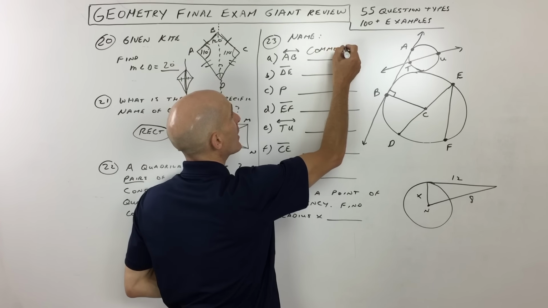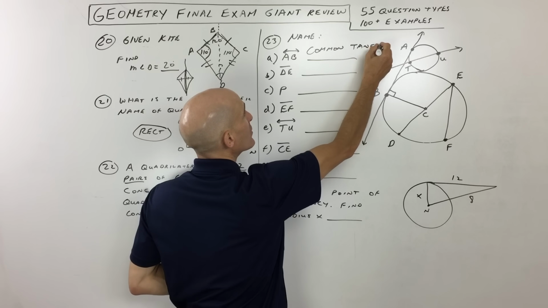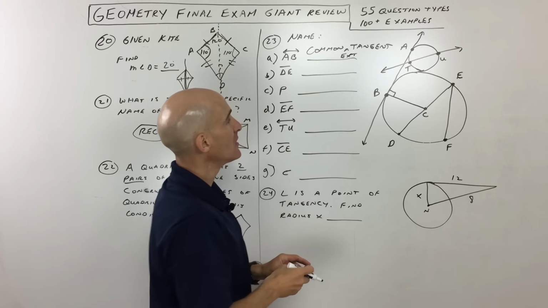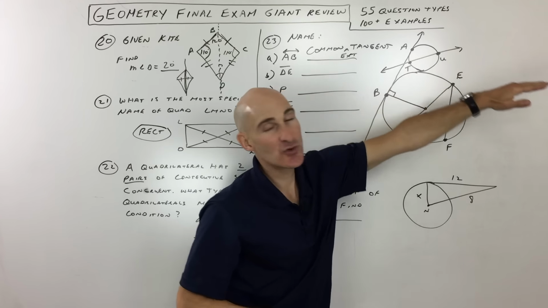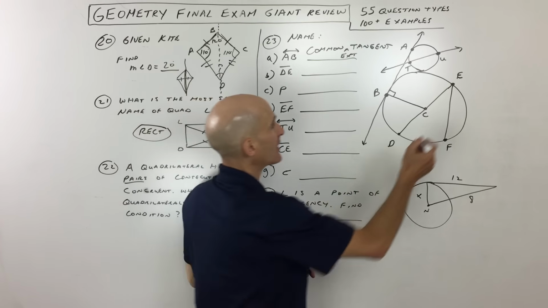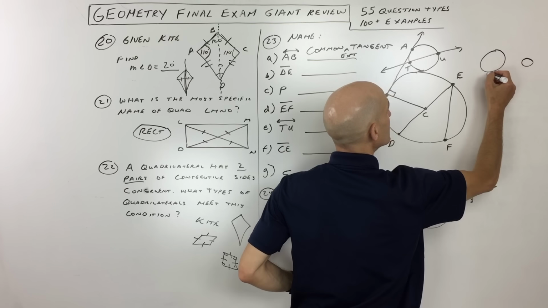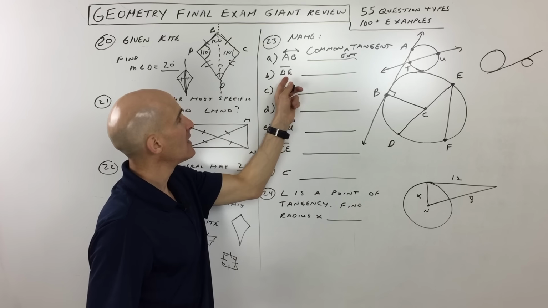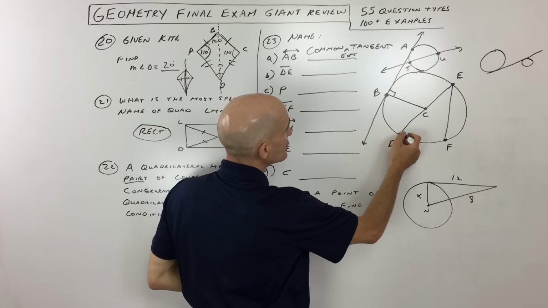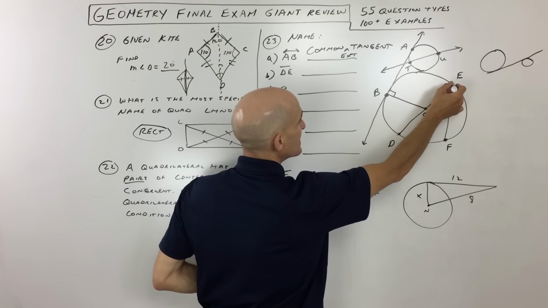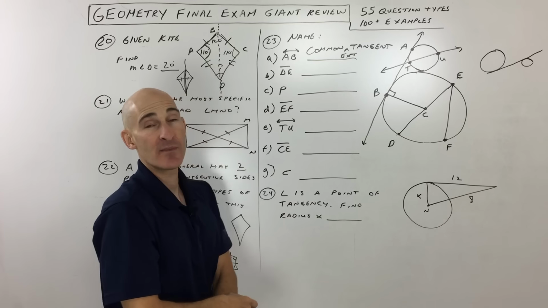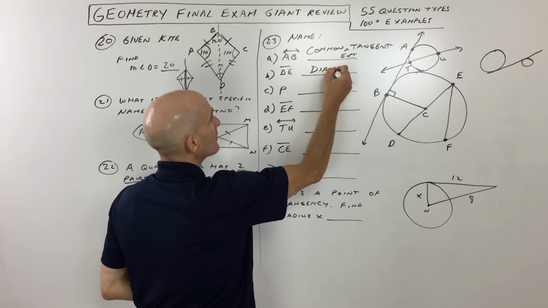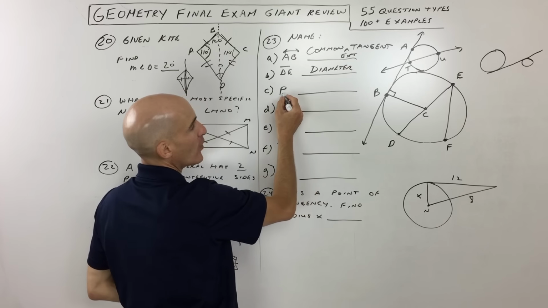Now, it depends on your book, but some books will even take it one step further and say that this is a common external tangent. Internal tangent means it would go in between the two circles, something like this. That would be a common internal tangent, but this is external. Now segment DE, where is that? It starts at D, ends at E, and goes through the center. What's the best name for that one? Diameter, right?